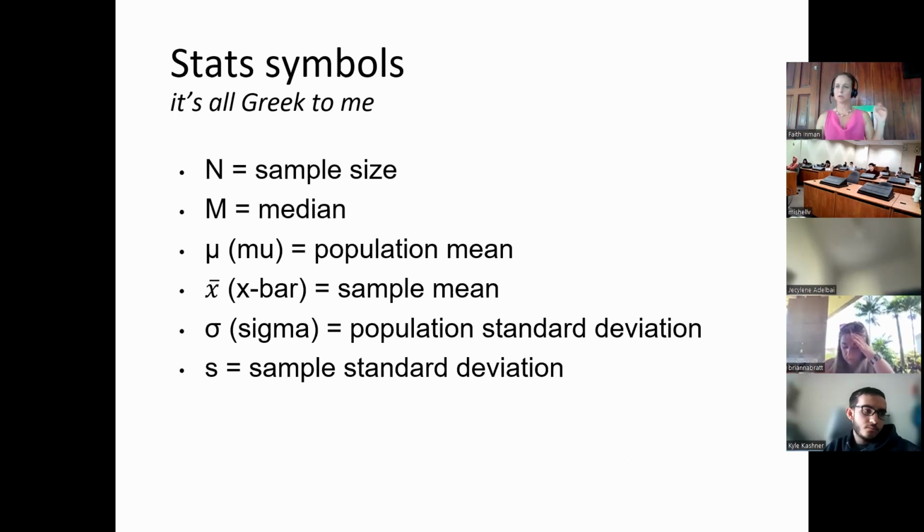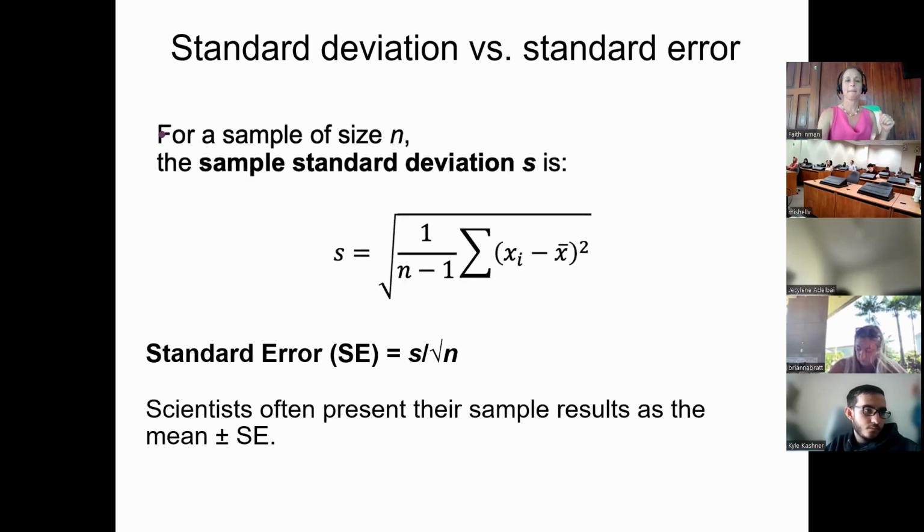The stat symbols, we went over these before, but just to throw them out there again. N means sample size, capital M is median, mu is the population mean, X bar is the sample mean, sigma is the population standard deviation, although often people use sigma when they're talking about the sample standard deviation. And S is the symbol for the sample standard deviation. You'll see these symbols again and again. So here's a little list for you.